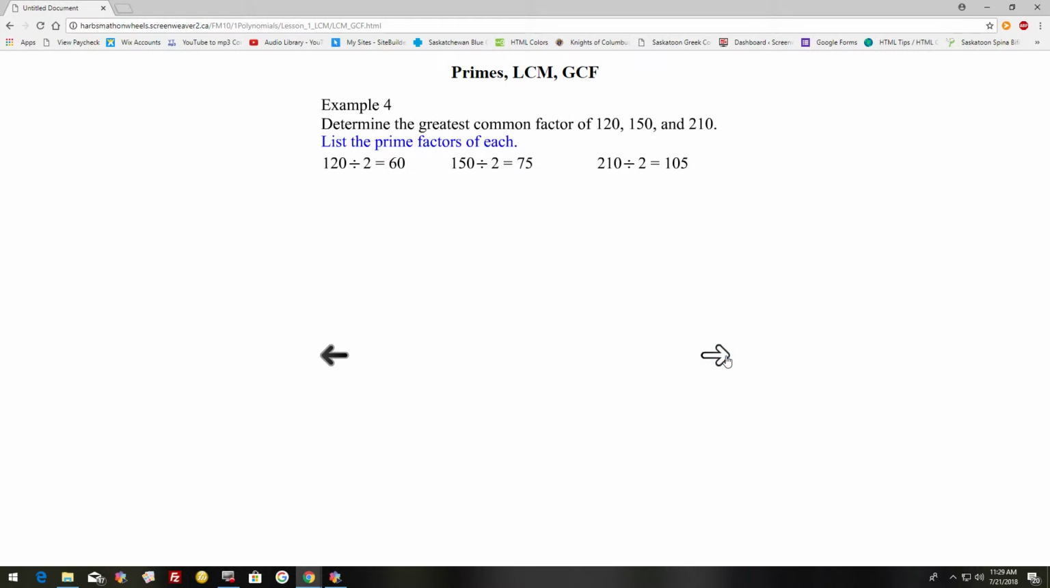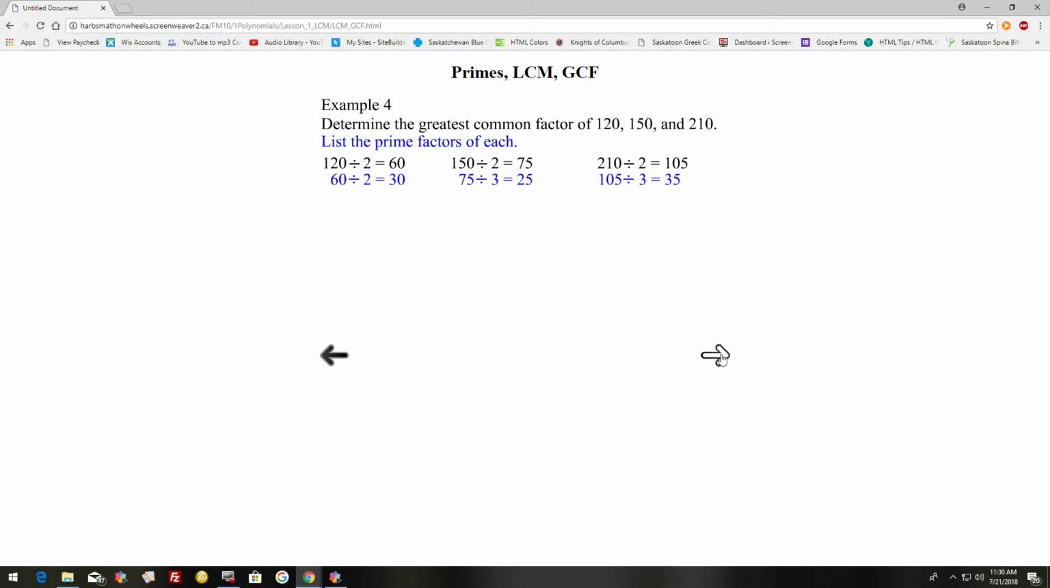Now looking over these three numbers, the only one that can be used with 2 again is 60. The others, we're looking at 3 for 75, and we're looking at 3 for 105. Let's check that out. 60 divided by 2, 75 divided by 3, and 105 divided by 3. And we get remainders of 30, 25, and 35.